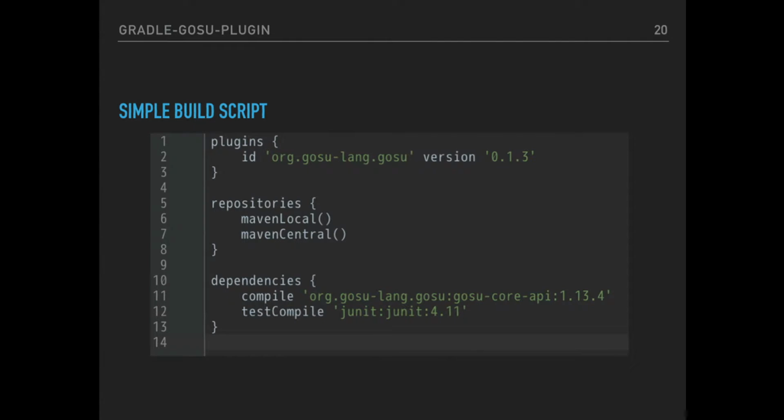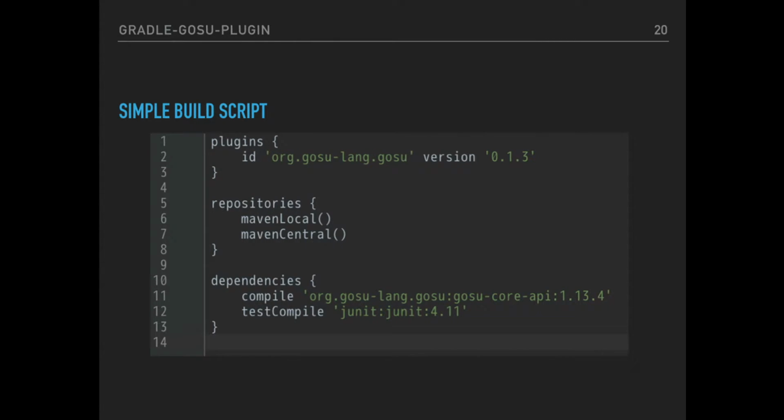For the project dependencies, though, like the Gosu library or JUnit, I've specified repositories on lines 5 through 7. And then finally, we have the dependencies. I mentioned the runtime library inference. Well, inside the Gosu plugin, there's code which checks that the project class path at a minimum contains the Gosu Core API jar you see on line 11.